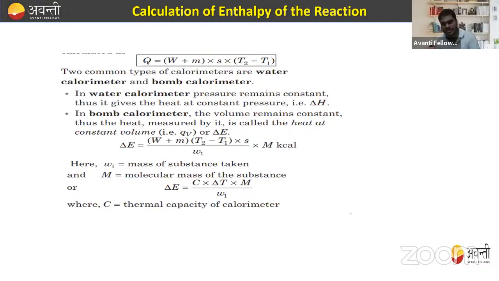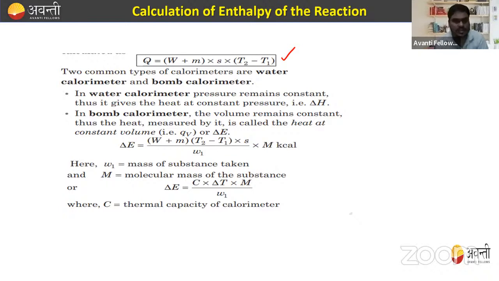So which formula do we use basically, beta? So this is the formula. Just remember this formula. This one is very, very important. The formula is Q is equal to (W plus m) into S into (T2 minus T1). This formula we basically use for the calculation of the enthalpy of the reaction, where the capital W is the water equivalent of the calorimeter, right?